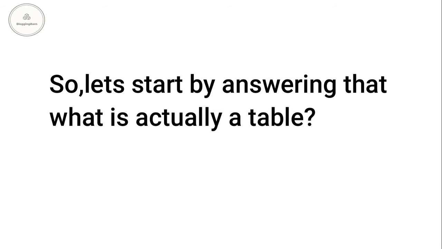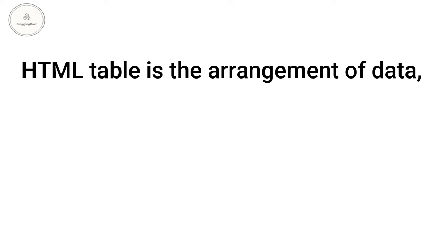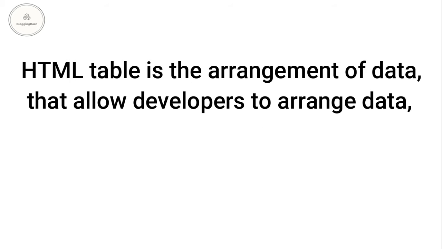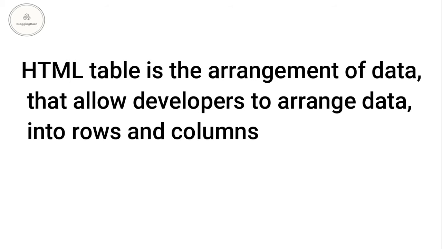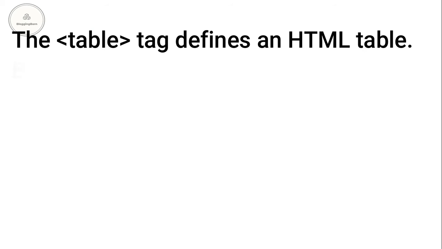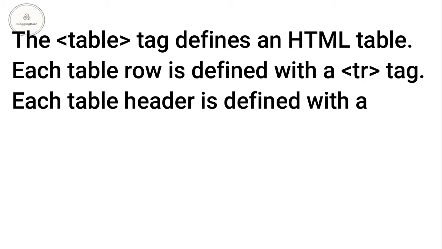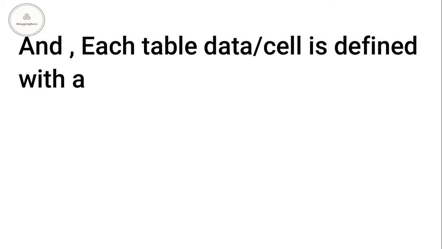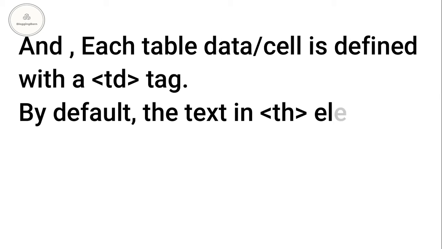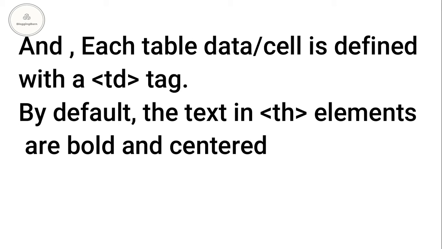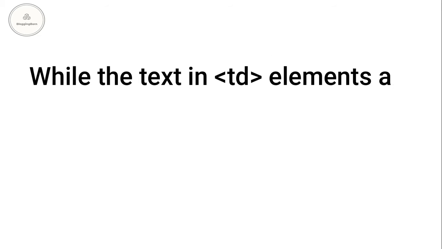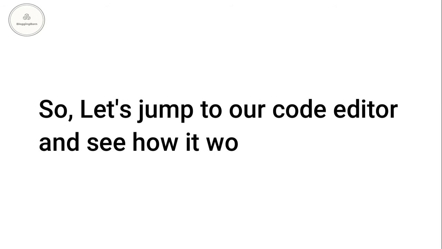Welcome back. So let's start by answering what is actually a table. An HTML table is the arrangement of data that allows developers to arrange data into rows and columns. The table tag defines an HTML table. Each table row is defined with a tr tag. Each table header is defined with a th tag. And each table data is defined with a td tag. By default, the text in th elements is bold and centered, while the text in td elements is regular and left aligned. So, let's jump to our code editor and see how it works.